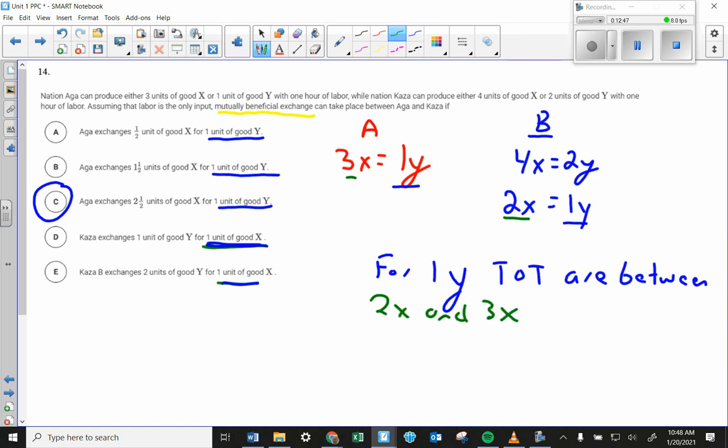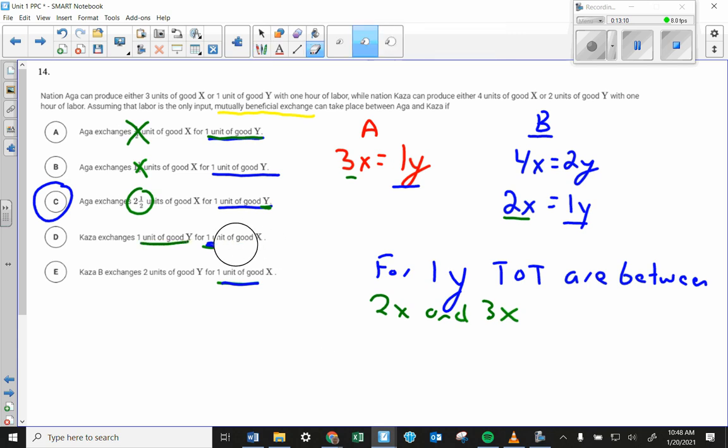Then you come in here and you look at all the ones in terms of 1 unit of Y. Is a half between 2 and 3? No. Is 1.5 between 2 and 3? No. We're still looking at Y here. Is 2.5 between 2 and 3? Yes, it is. There's our answer. Okay. This one is 1 unit of X for 1 unit of Y. Is 1 here between 2 and 3 right here? No, it's not.